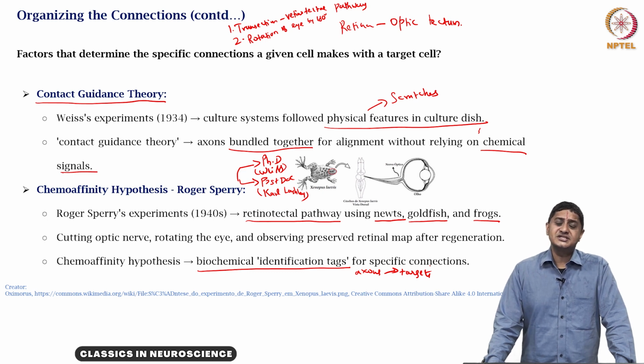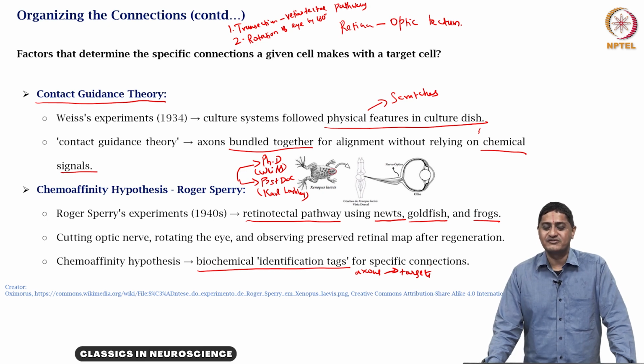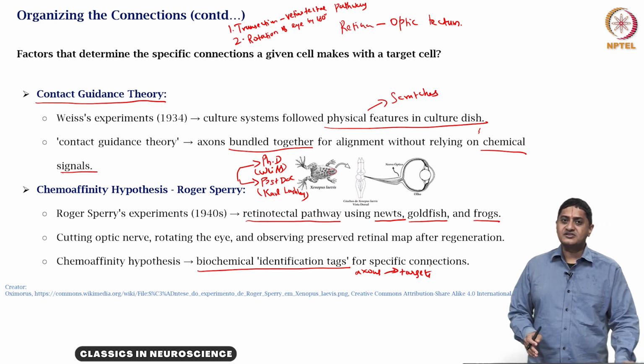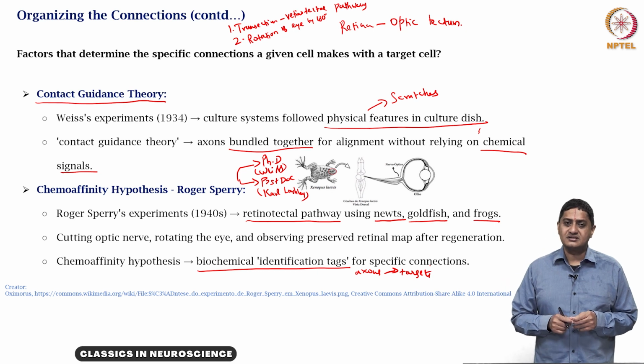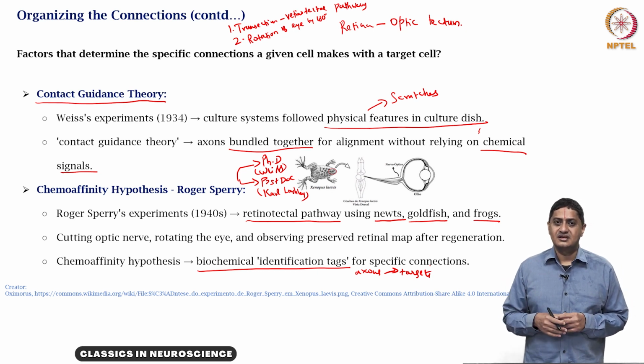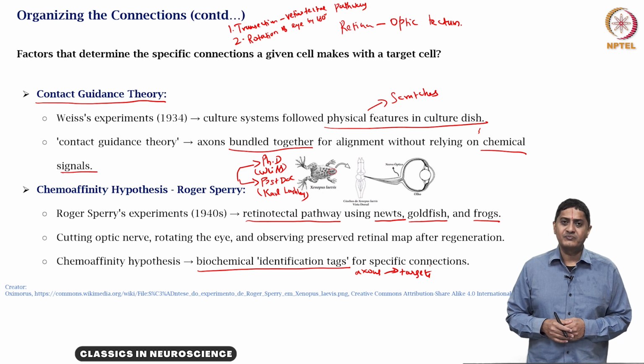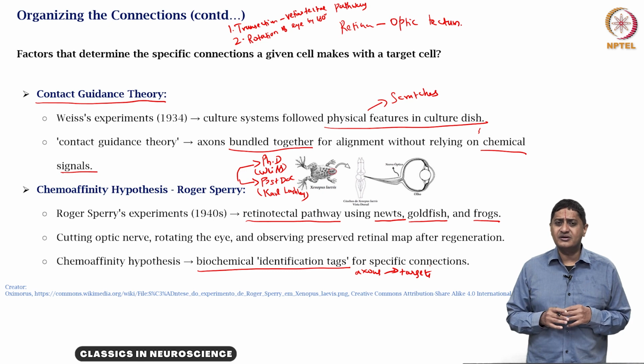So, he extended this idea by saying that these are not only preserved during re-innervation, these are present during original development itself. That is, there is this specificity of axons to specific targets, specific regions, for example, in this case the optic tectum, that identify each other using some sort of biochemical sensor, biochemical tag, some identification tag. It has to be there for this to happen.